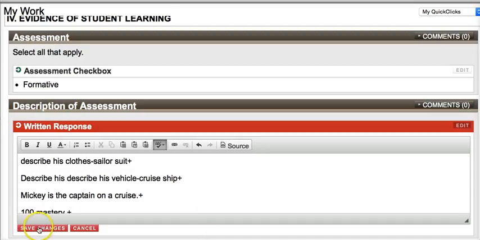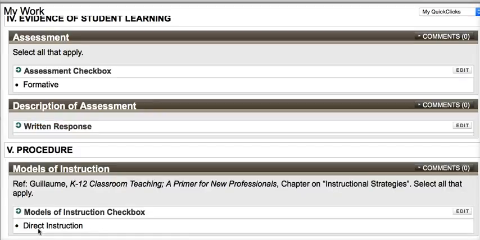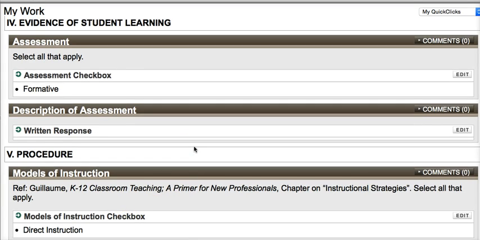Once I have those three things done, I now have aligned my standard, my instruction, and my outcome with my objective. Everything else now is almost a fill in the blank.